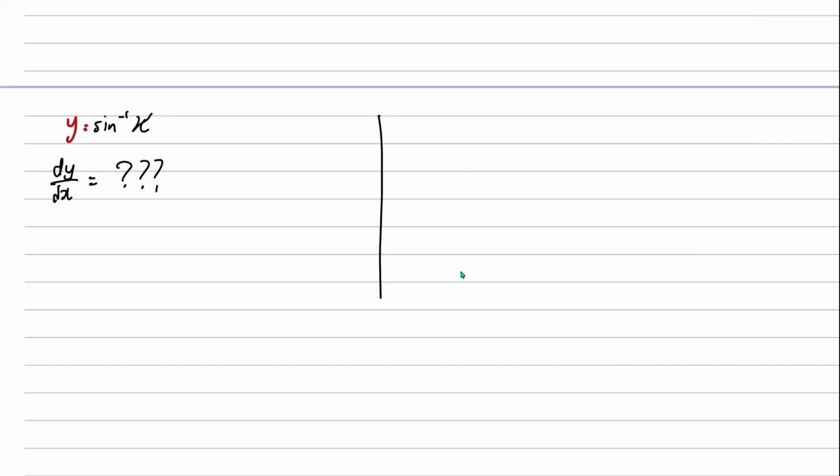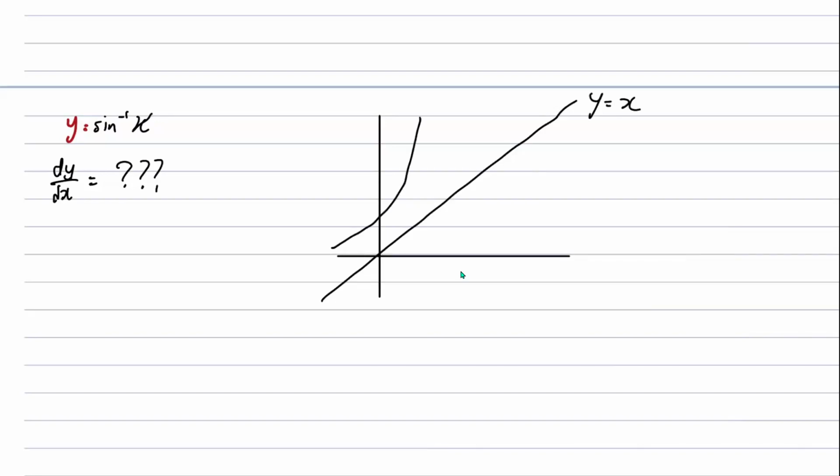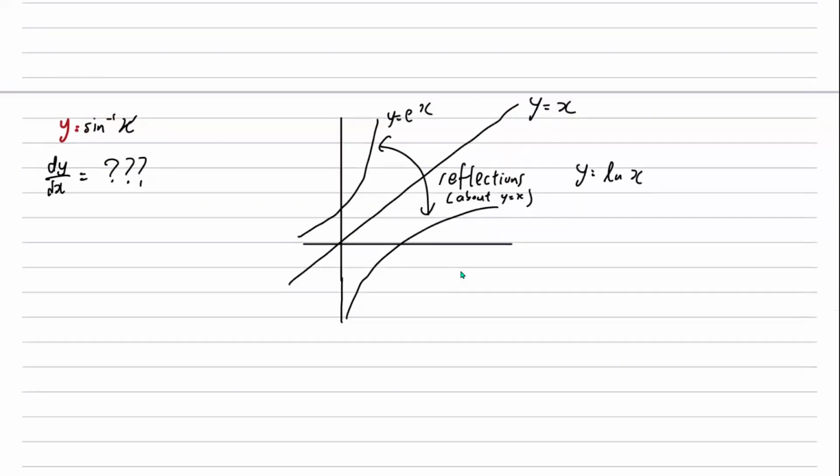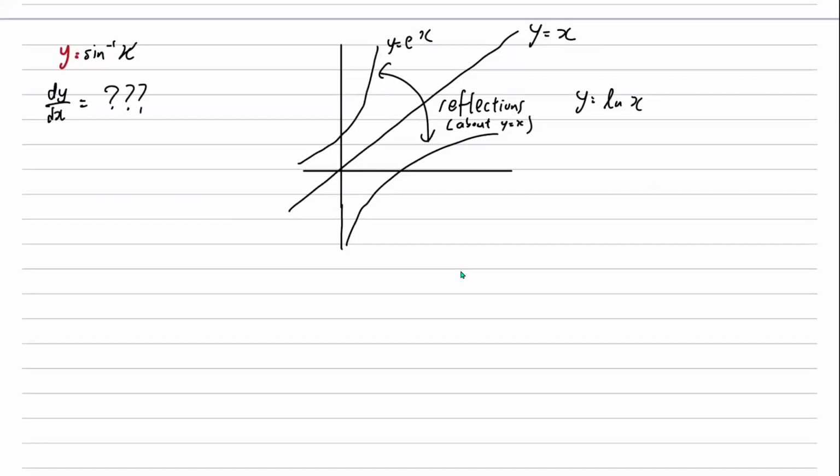So let's say that you start off. You actually already know this. Let's say that you have y equals x over here. Then let's say you have y equals e to the power x. Then what is my inverse function? It's y equals ln x. It will look something like this. What's the key pattern? They are reflections. Sine x and sine inverse x are reflections. Yes, if you restrict the domain, let me show you.